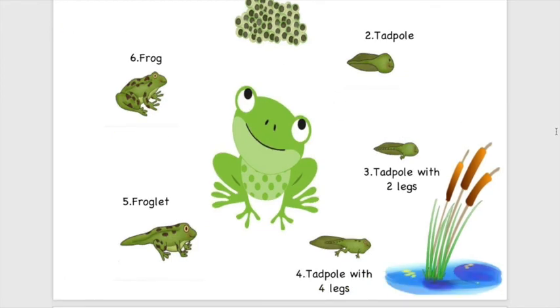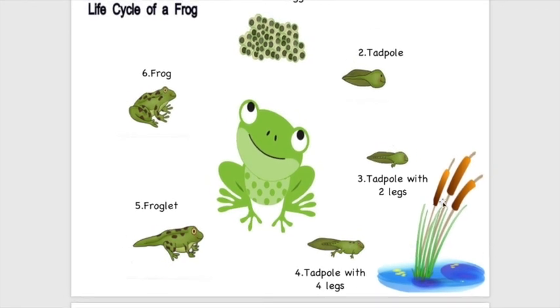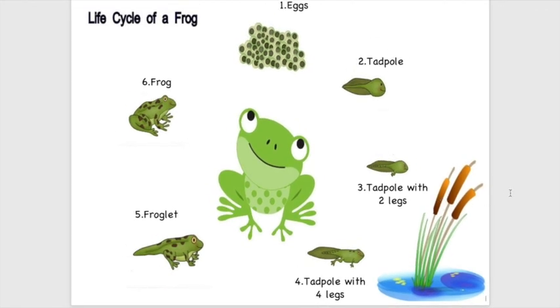Awesome job, everybody. Those are the stages of the life cycle of a frog. From eggs to tadpole, tadpole with 2 legs, tadpole with 4 legs, froglet, and frog. Awesome job. I hope that everybody enjoyed today's lesson and really liked learning all of that cool information about frogs and their life cycle.